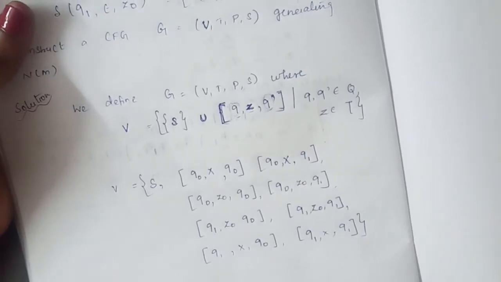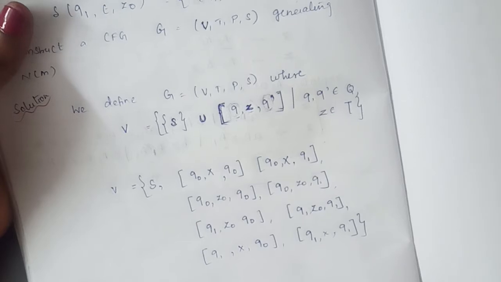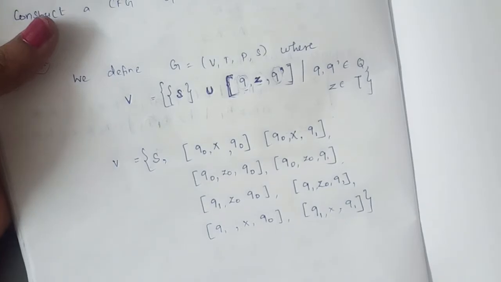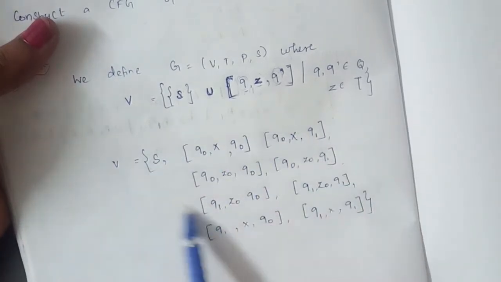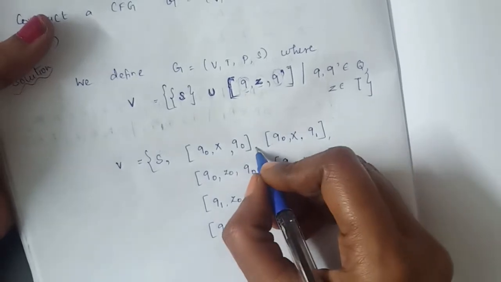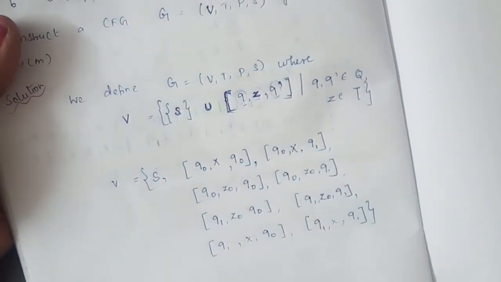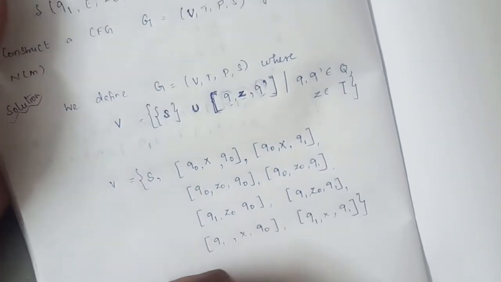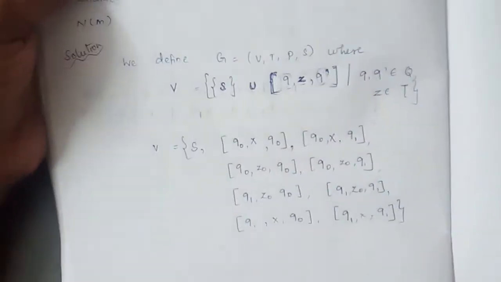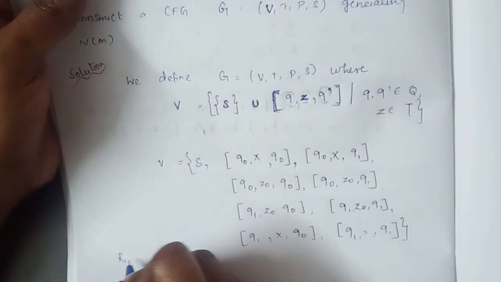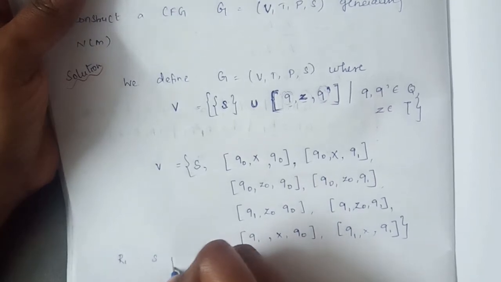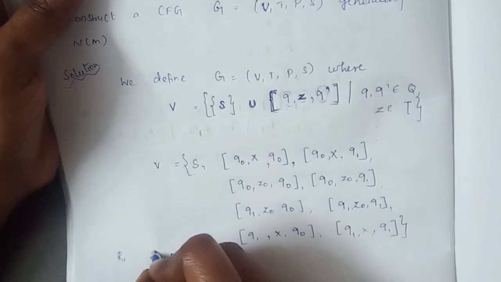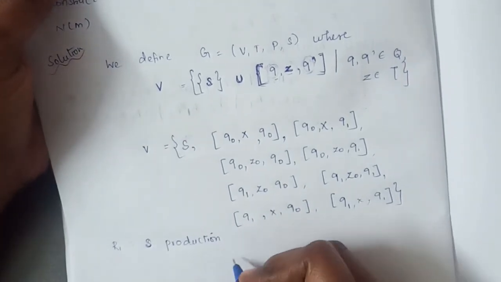So these are all the variables, which means these are all the non-terminal symbols. Totally we have 9 non-terminals. After that we have to write the productions. In this sense we have to generate rule 1, R1. Here we need to write the S production, because for any CFG grammar you have to start from S.